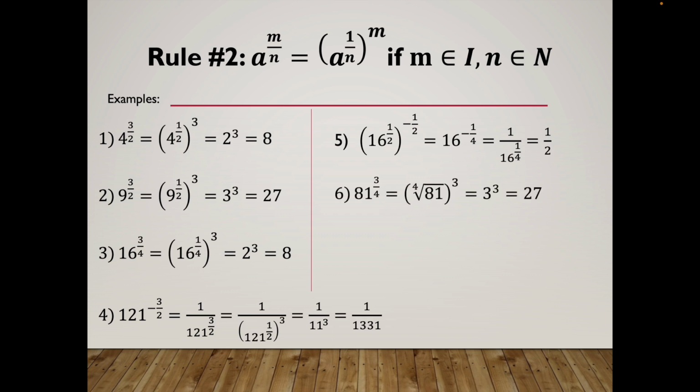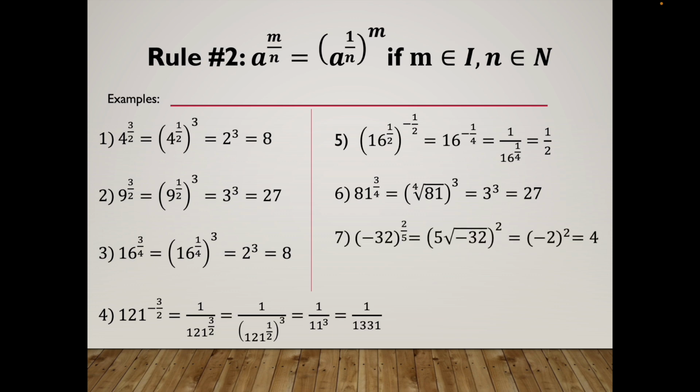In this example, I'm going to take my 3 and bring it on the outside, but I did want to show you that it does become 81 to the 1/4, which is known as the fourth root of 81. In this case, the fourth root of 81 is 3. 3 to the power of 3 is 27.